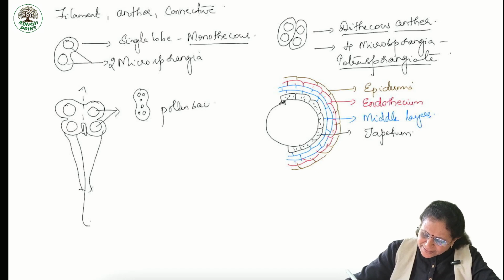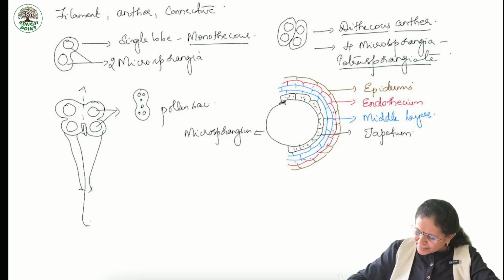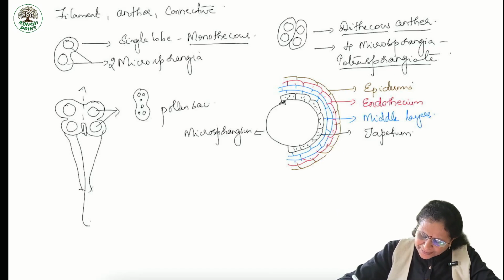Now, what is this circular structure? It is the microsporangium, single. It encloses a number of cells. All the cells are almost uniform, thereby they are called sporogenous cells, or they are said to be microspore mother cells.